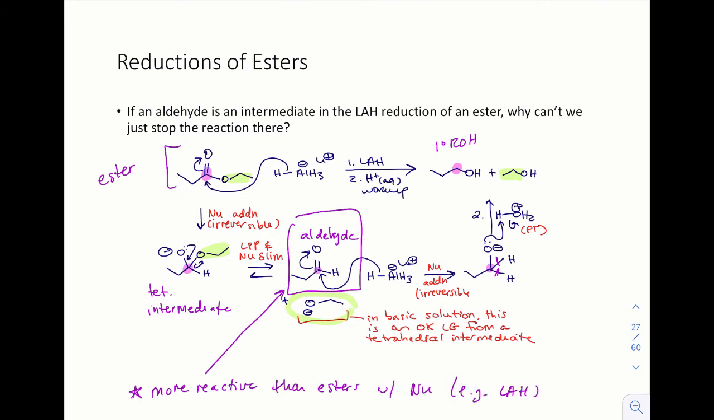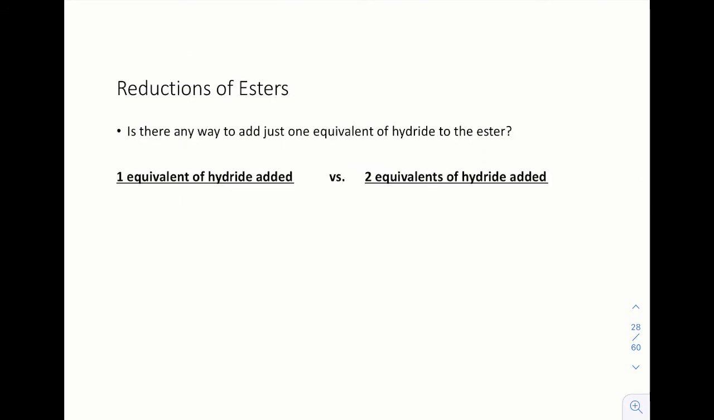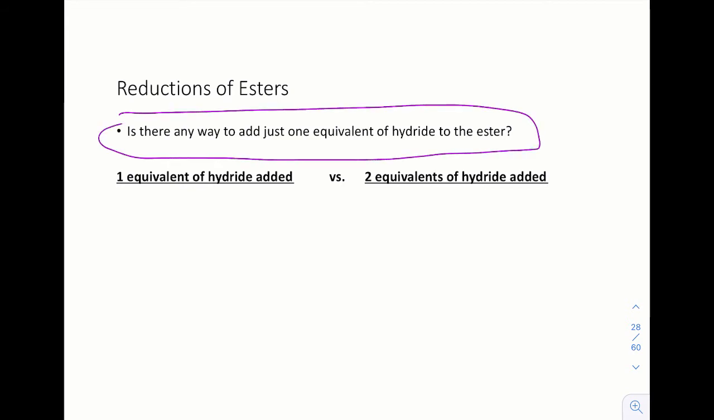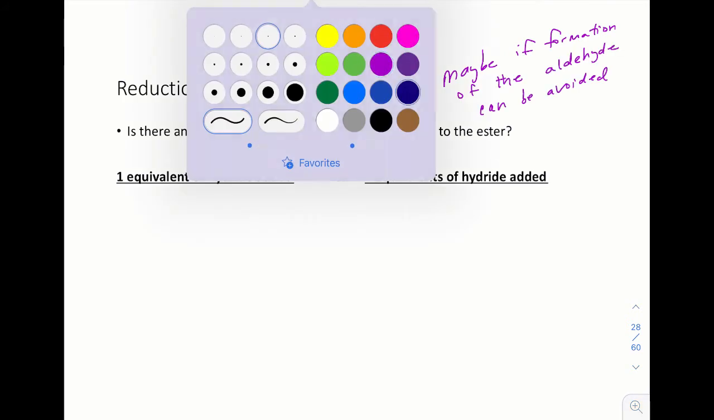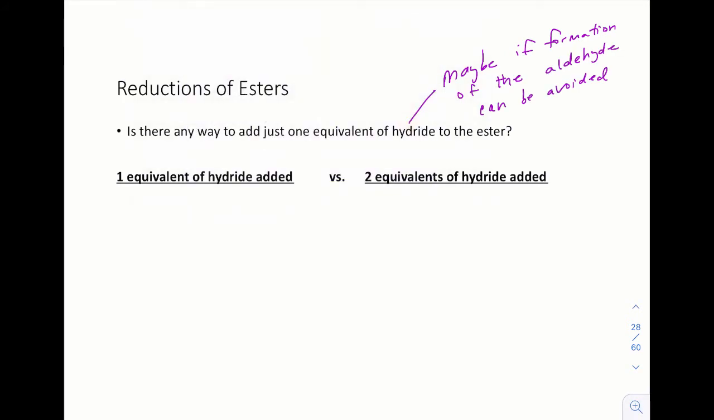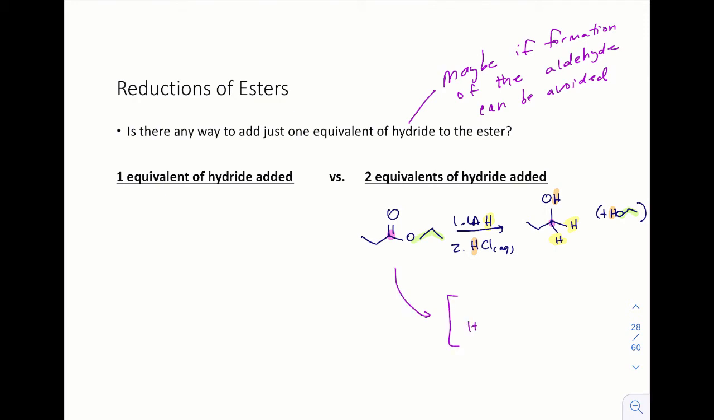Let's keep that in mind as we consider this question. Is there any way to just add one equivalent of hydride to the ester? Well, I would say maybe, but we have to avoid formation of the aldehyde because that is going to keep reacting. So what we currently know how to do is to add 2 equivalents of hydride to an ester. One more time, that is via the aldehyde with lithium aluminum hydride.